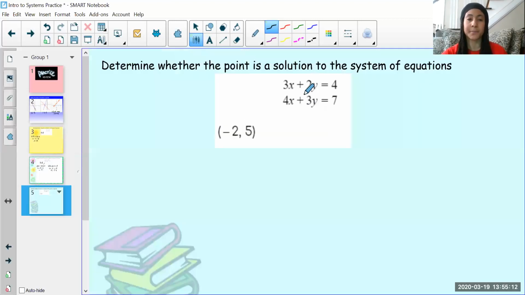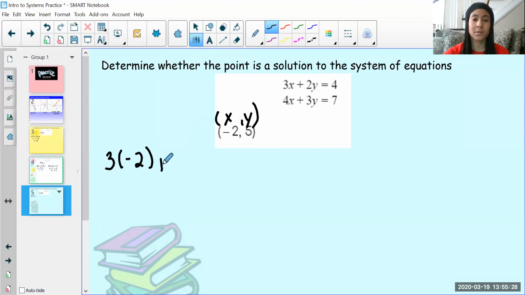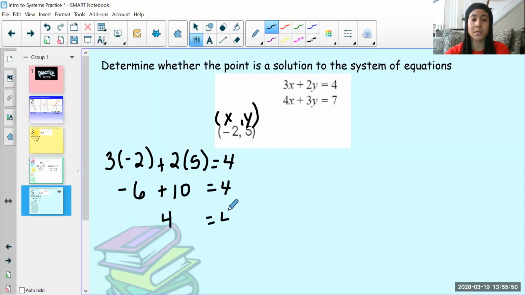All right, our last one here. So we have, once again, x comma y. Our first equation, we have 3 times -2 plus 2 times 5 equal to 4. 3 times -2 is -6. 2 times 5 is +10. And we want to see if it equals 4. -6 plus 10 is 4. And 4 is equal to 4.